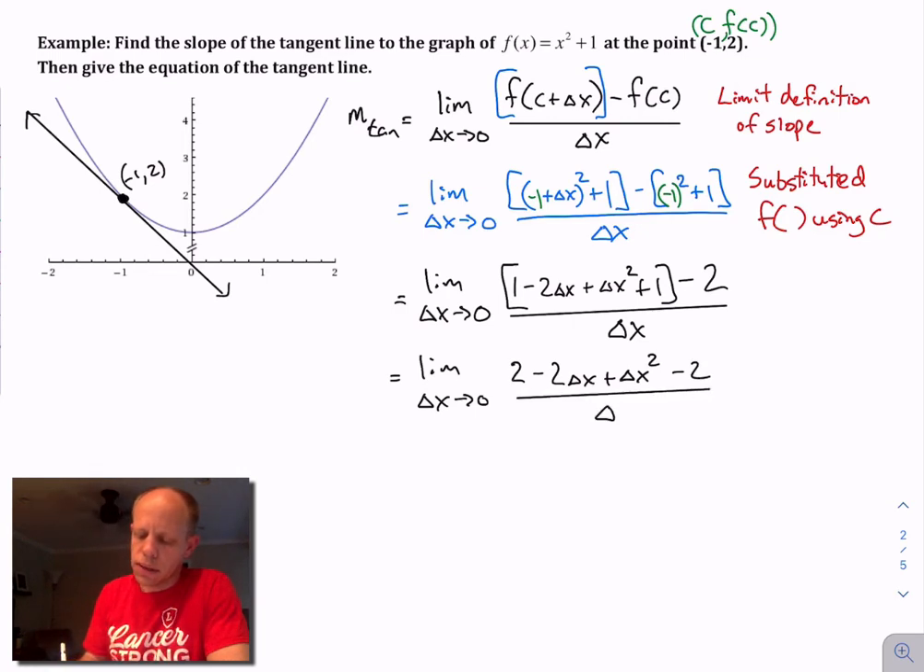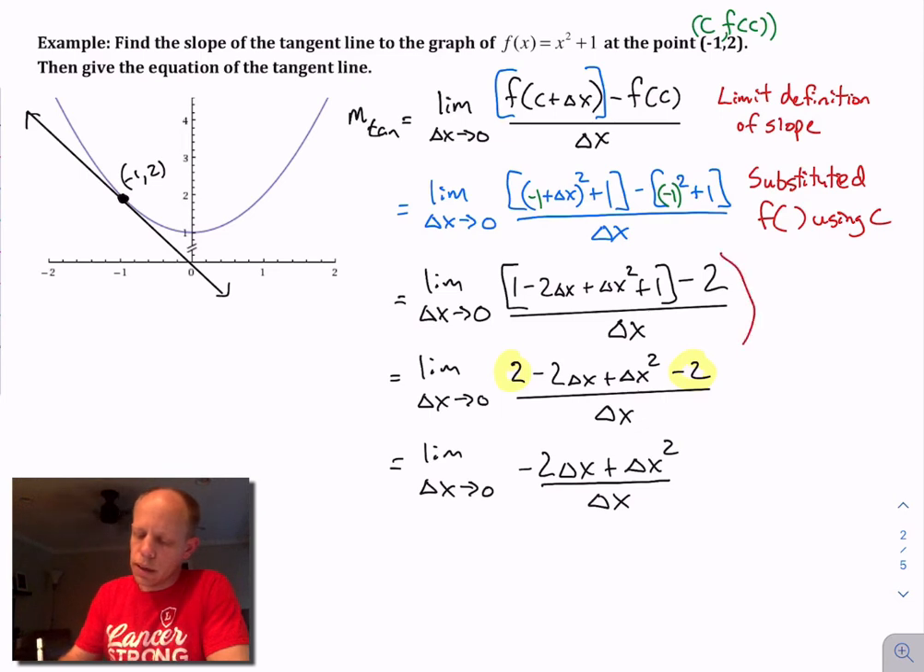It's all divided by delta x. And we can simplify a little bit more now. So this 2 right here and that -2 are going to cancel out. So we're left with the limit as delta x approaches 0 of -2 delta x plus delta x squared. This is all going to be divided by delta x.